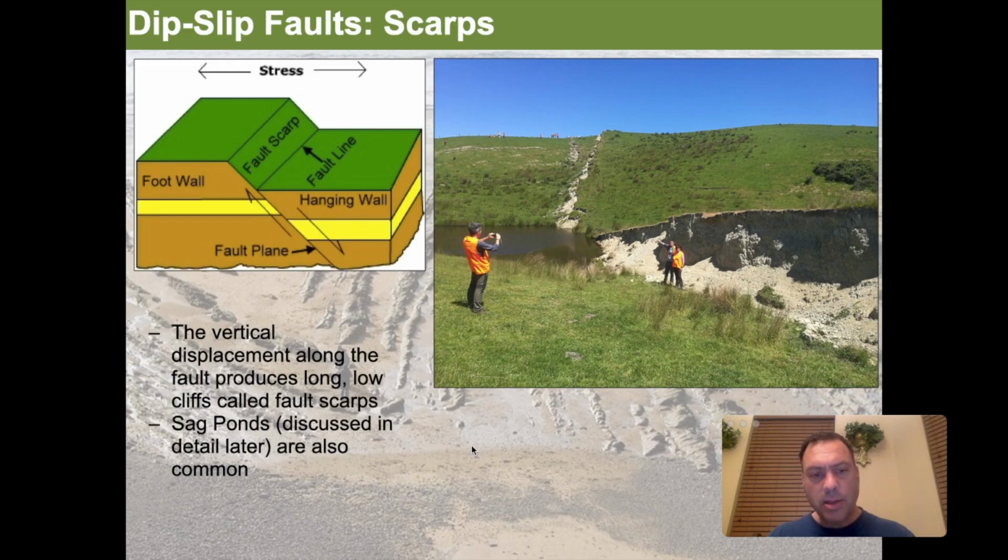Another thing that frequently happens is the formation of sag ponds, which we'll be discussing a little bit later. These are ponds that form along faults, especially active faults. Here we see a sag pond that formed along this fault in this little gully over here. We'll get into that a little bit later on.